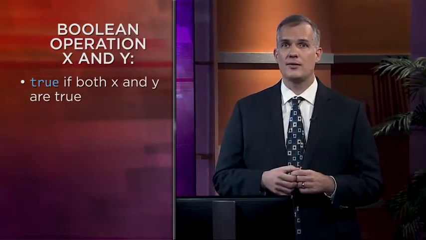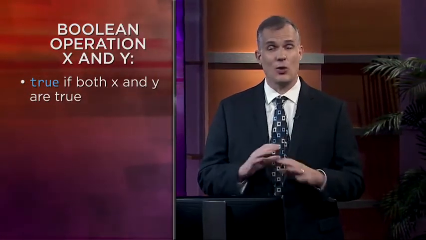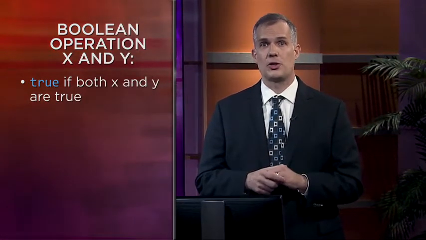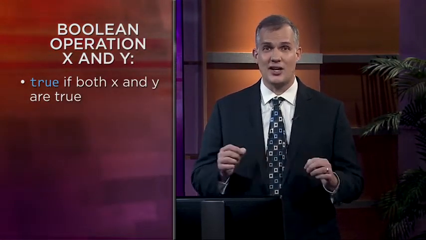The next Boolean operation is and. And is used when we have two different Boolean values, say x and y. If we say x and y, then that statement is true if and only if both x and y are true. This is not addition.